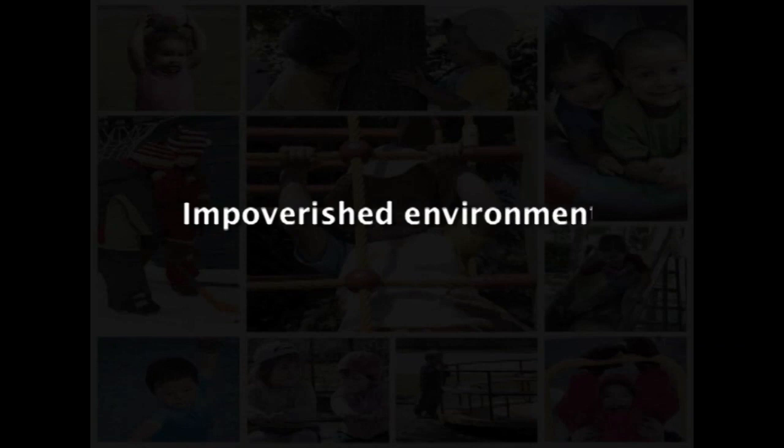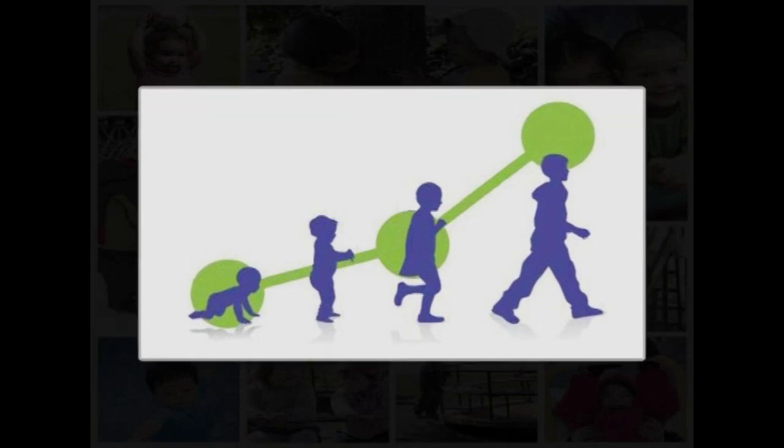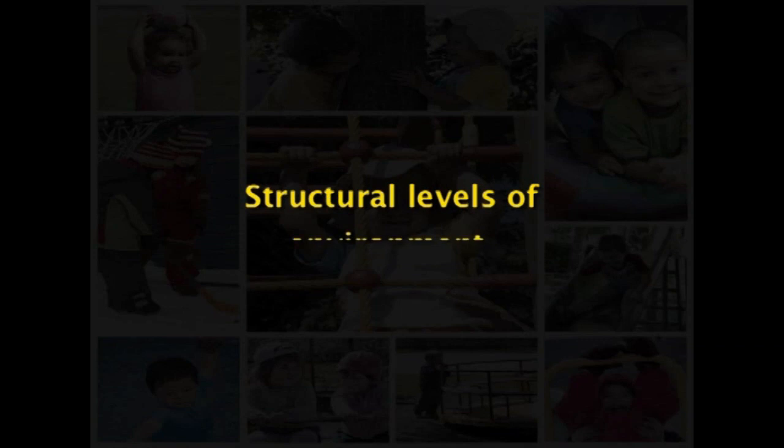Impoverished environment. It is a kind of environment where even the basic needs of the child are not fulfilled. It does not provide the scope and opportunity for the child to grow and develop inner potentials and does not cater to the child's optimal level of development. On the contrary, it hampers the child's potential and capacities for development. So, these are the two types of environments. Structural levels of environment.